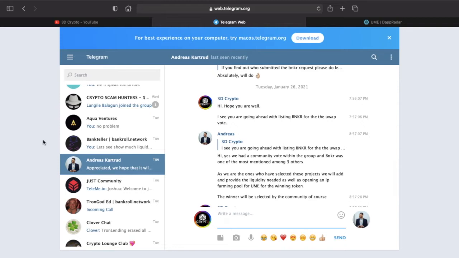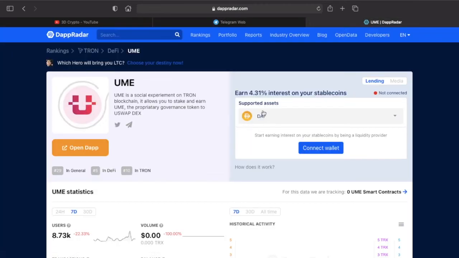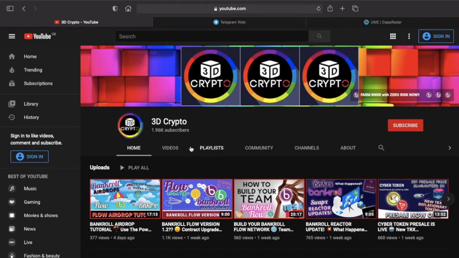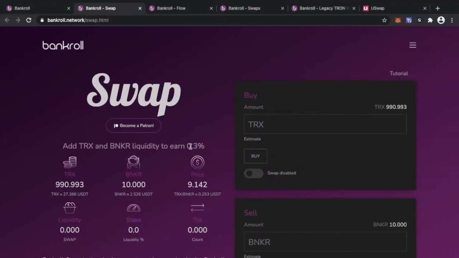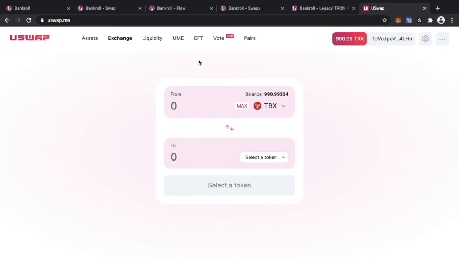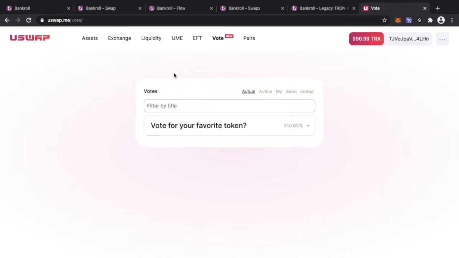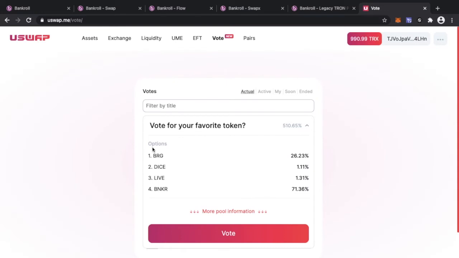So obviously, as Bankroll is a decentralized DeFi app, as is UME, we can't actually stop anyone from doing this kind of stuff. So if they want to go ahead and buy Banker tokens, that's on them. So today I've seen on USWAP they've got the voting in place, and you've got the Bridge Oracle, DICE, Live, and Banker. And obviously, it's been a day or two, and the Banker token is well ahead of everything else with over 70% of the vote. So it looks like it is going to win this vote.